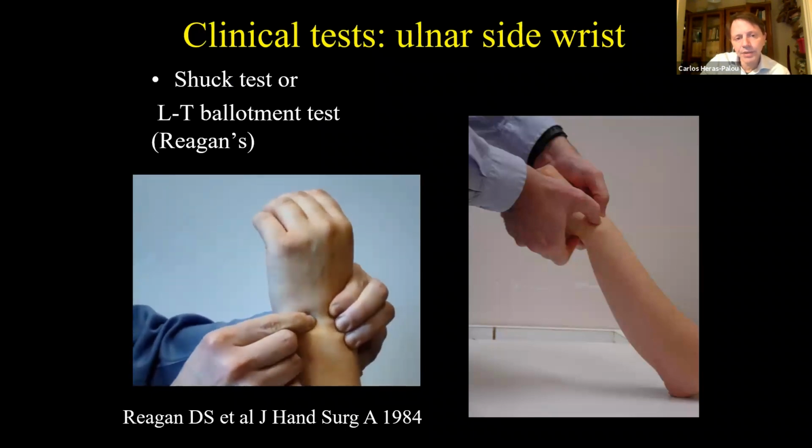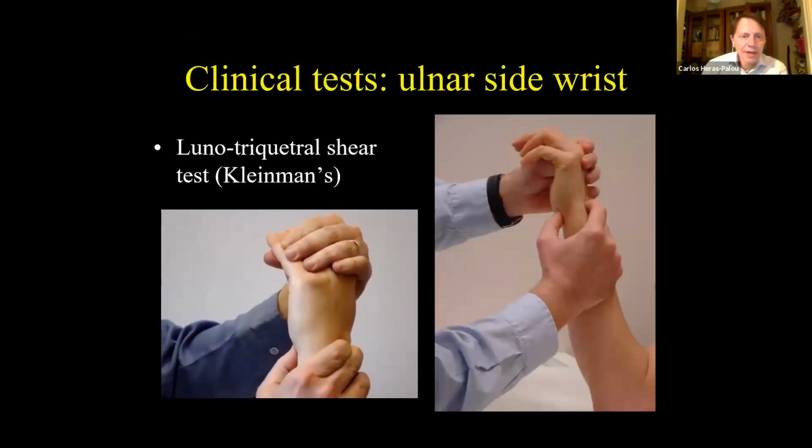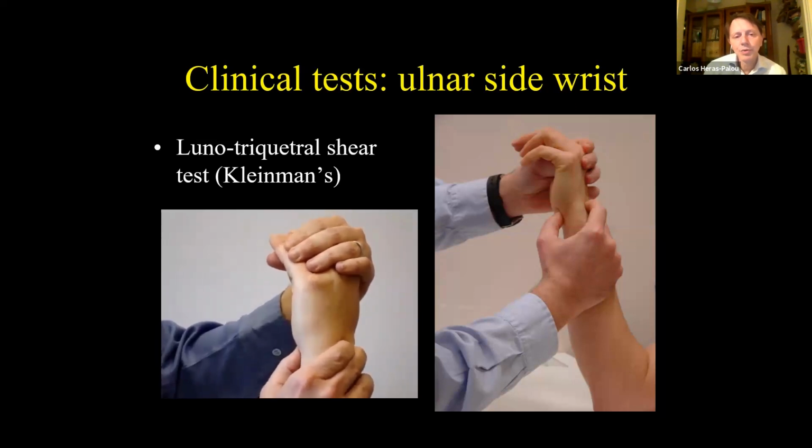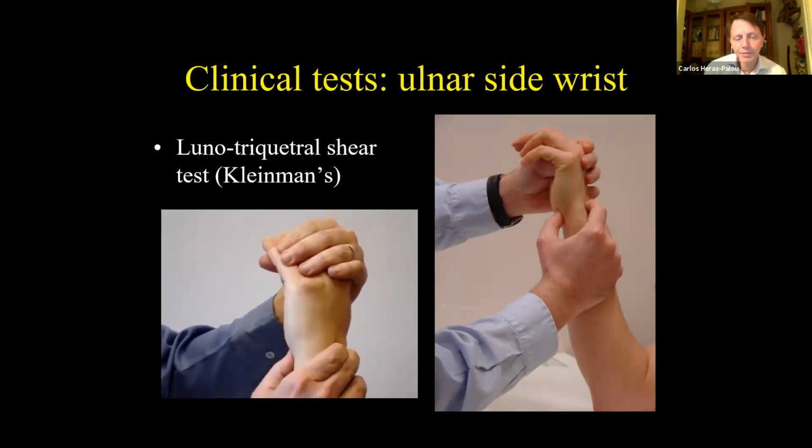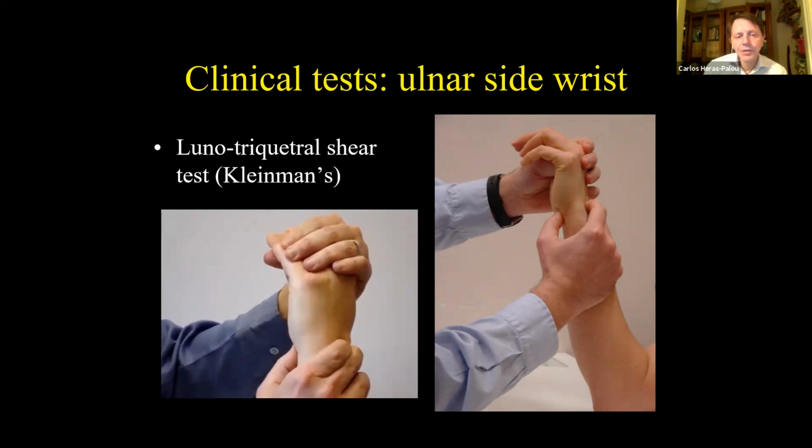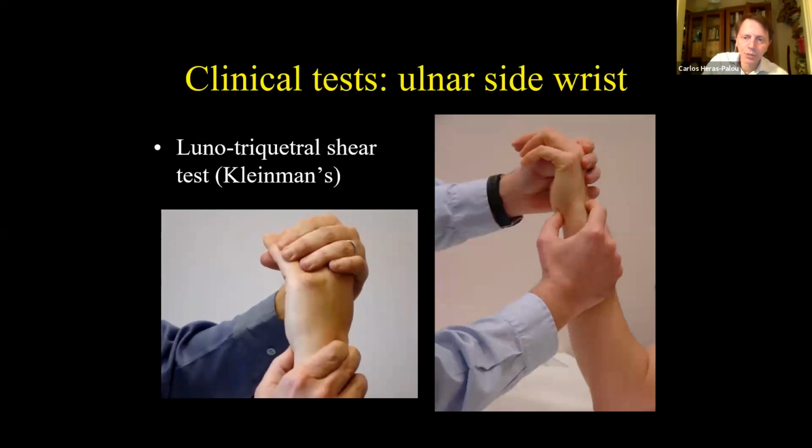A variant of this, a bit more refined, was described by Bill Kleinman from Indianapolis, the Indiana Hand Center. And this is called the shear test. So all you do is you put the thumb under the pisiform to push the triquetrum dorsally. You put your index finger on the dorsum of the lunate, and you create the shear force and see if that reproduces the click or the pain that the patient feels. It's always important to ask the patient when you elicit a click, is this the click you get?